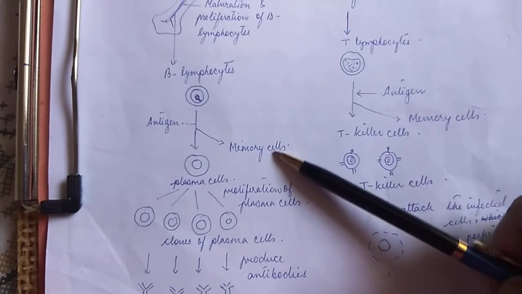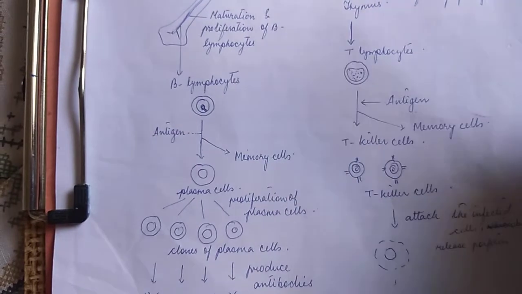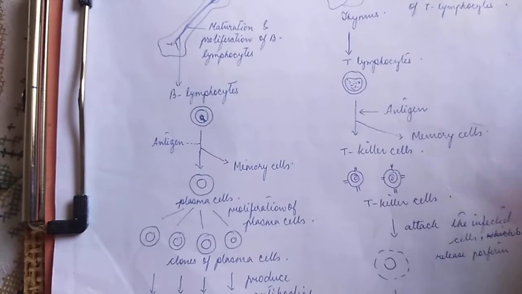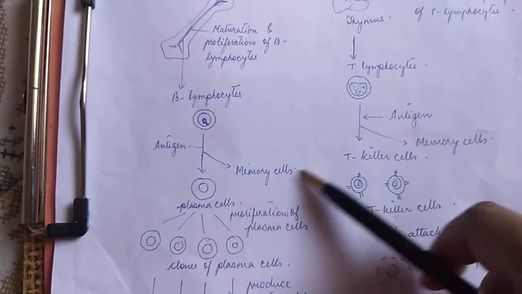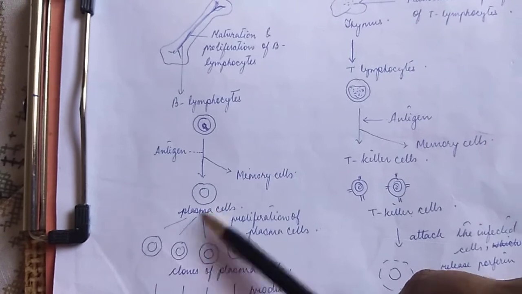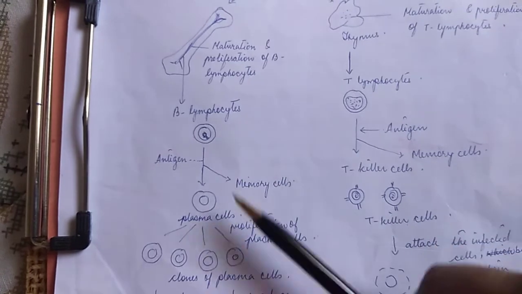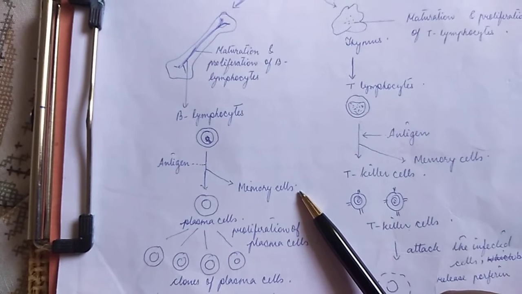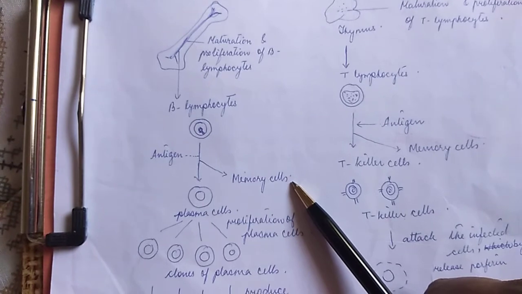Memory cells are those cells which come into action when the body is attacked for the second time. First, when our body is attacked by a particular antigen, the plasma cells come into action and produce antibodies. When the body is attacked by the same microorganism a second time, the memory cells become active, and as a result, they proliferate again and produce antibodies.